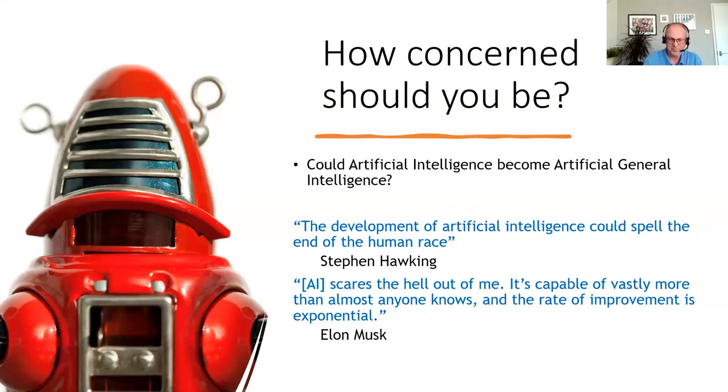Now, the Stephen Hawking one was a while ago. Could spell the end of the human race. Now, you could say that was a title for a presentation, but he raised some legitimate concerns about the risks of artificial intelligence, not least of which the ones we've seen on the previous page. And then more recently, Elon Musk, slightly different language: AI scares the hell out of me, and you can read the rest of it. And the rate of improvement is exponential.